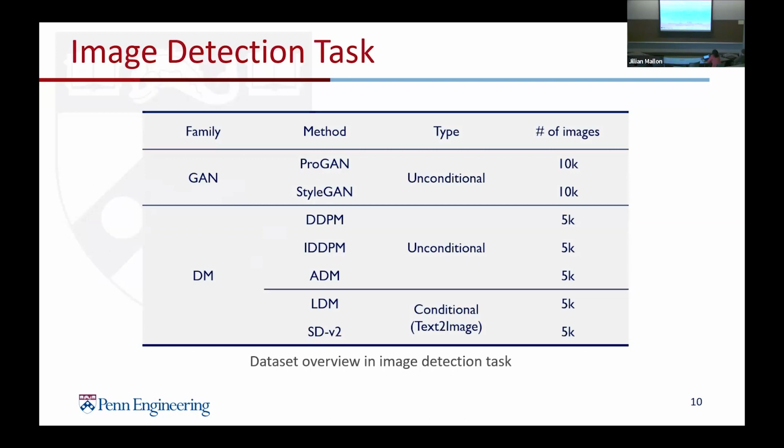So there are basically 7 models. 2 of them are GANs and 5 of them are diffusion models. Due to computational limits, we have only collected 5,000 images for each of the diffusion models compared with the GAN models. So to deal with this imbalance, we would randomly sample the same number of images from the GAN models during the model training and evaluation steps.